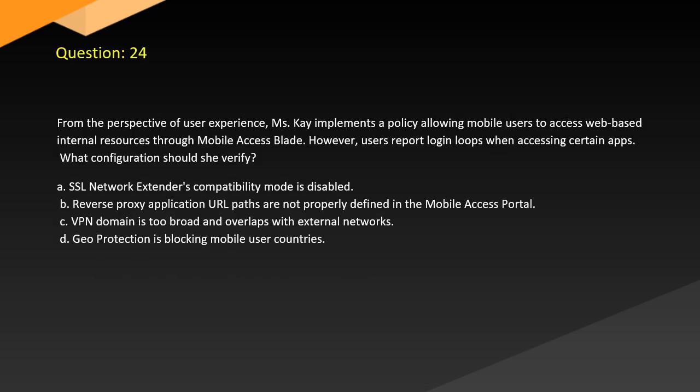Question 24. From the perspective of user experience, Kay implements a policy allowing mobile users to access web-based internal resources through the Mobile Access Blade. However, users report login loops when accessing certain apps. What configuration should she verify? A. SSL Network Extender compatibility mode is disabled. B. Reverse proxy application URL paths are not properly defined in the Mobile Access portal. C. VPN domain is too broad and overlaps with external networks. D. Geo-protection is blocking mobile user countries.